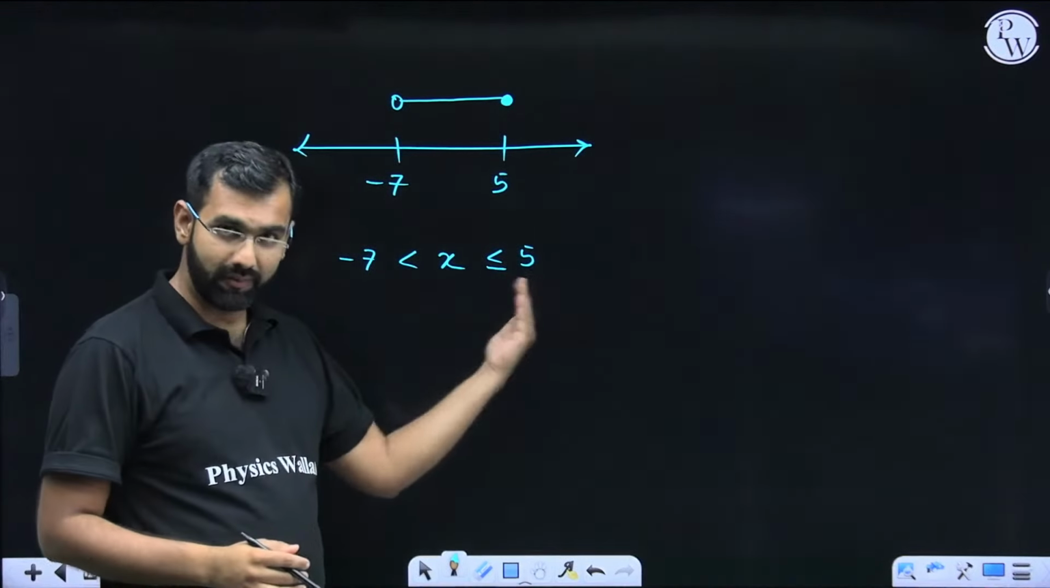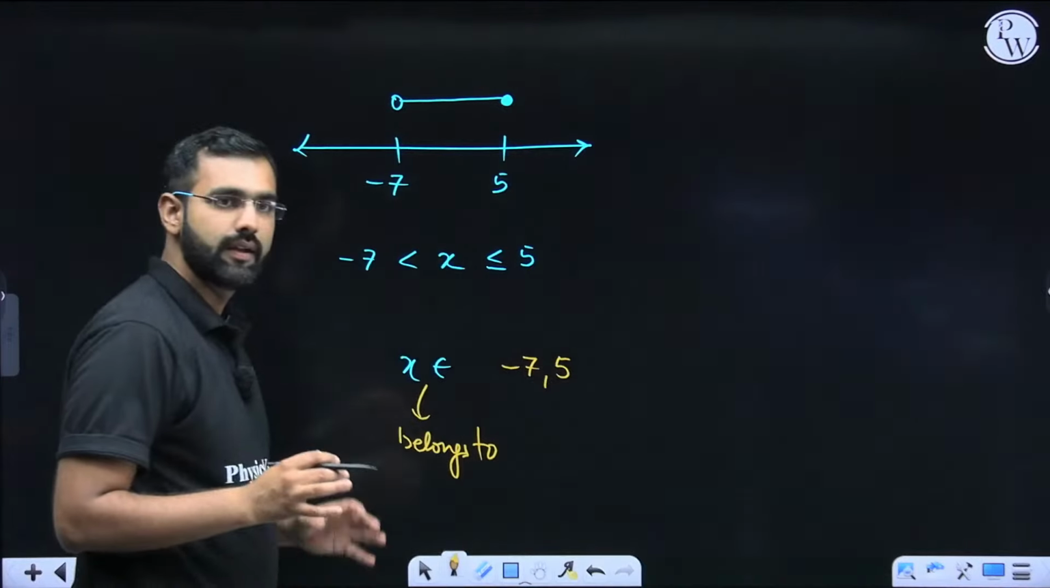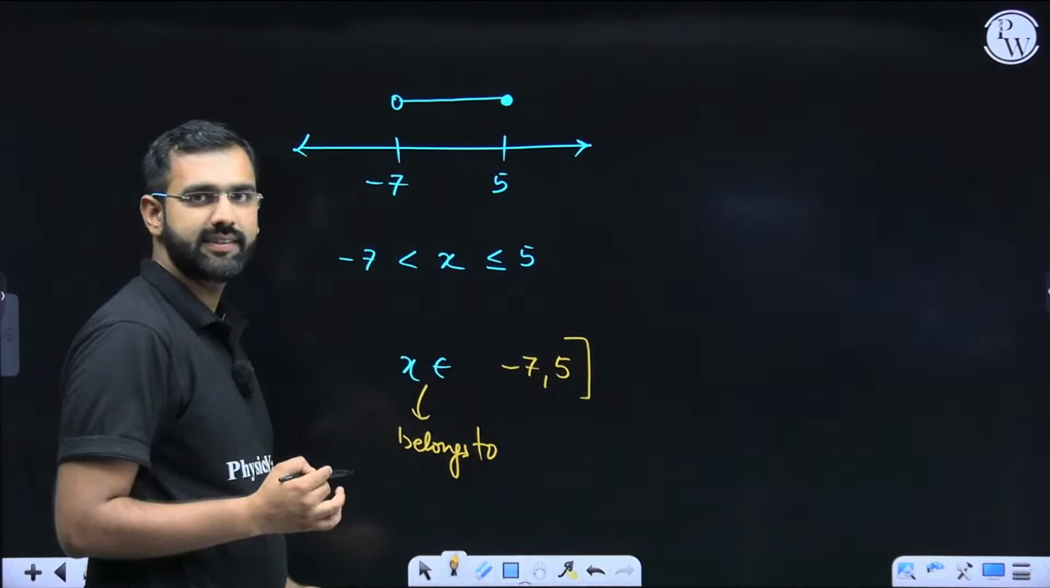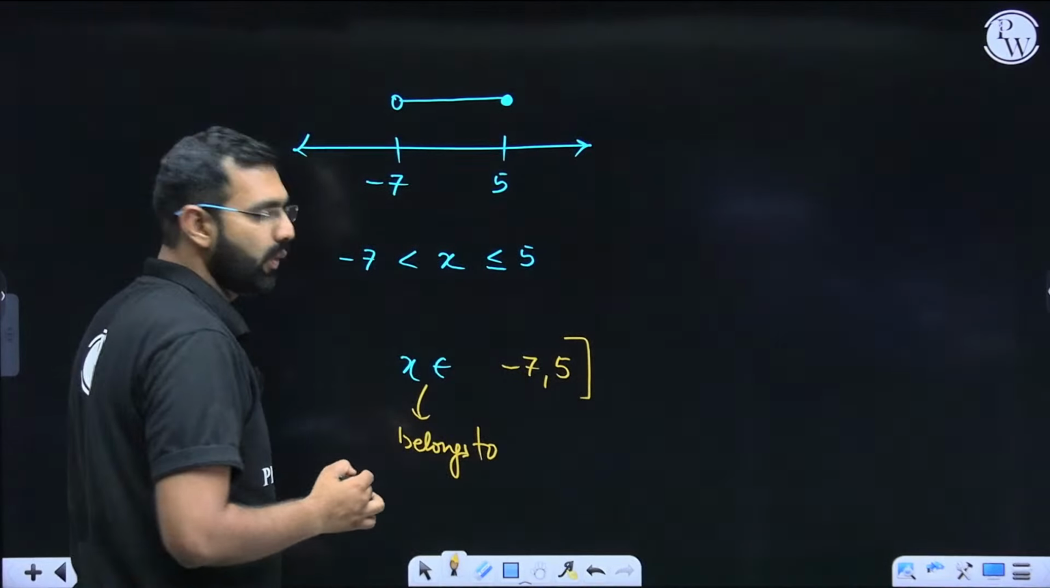From minus 7 to 5. So I need to include all the numbers from minus 7 to 5. So we write them like this. Where I am including 5, so I'll use a parenthesis. Where I'm excluding minus 7, so I'll use an open bracket. So this open bracket is called open interval. This parenthesis is called closed interval.